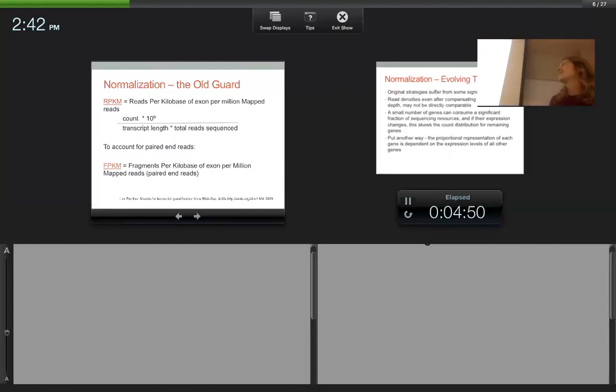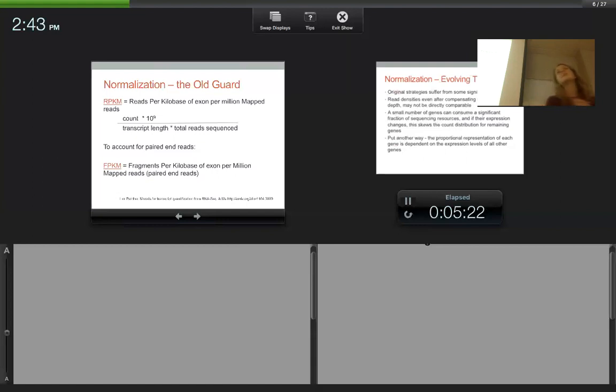You take your read count, you multiply it times 1,000,000, and then you divide that by the transcript length times the total reads sequenced. So this is attempting to normalize for both the length of the transcript and the total number of reads sequenced in this library. This would be a per library metric. So for each individually sequenced library, for each gene, you would calculate an RPKM value using this formula. So very straightforward standard normalization technique.